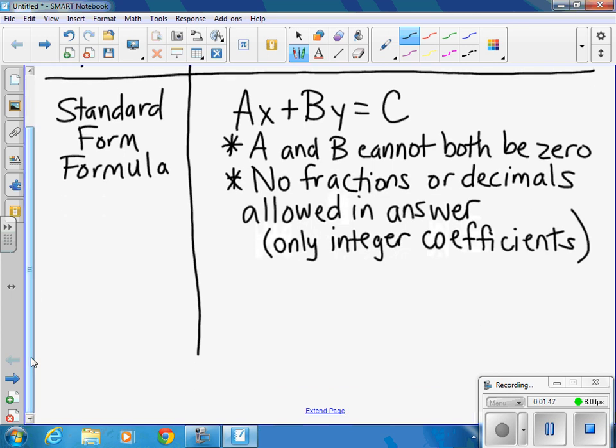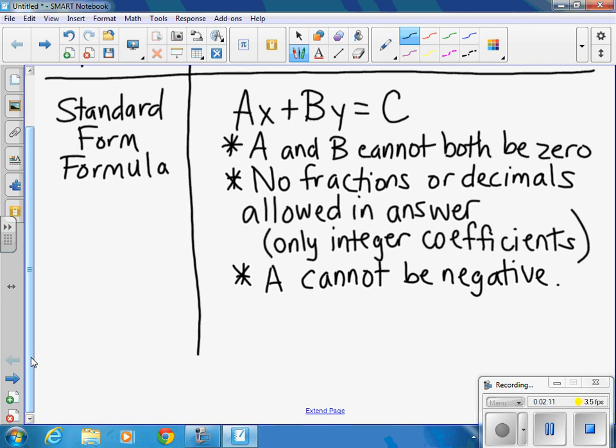The third and final rule that must exist for an equation to be completely done in standard form is that the A value cannot be negative. So the A value has to be positive in every single case. So when all 3 of these rules have been followed and it's in the order of ax plus by equals c, then and only then can you say that your equation is in standard form.